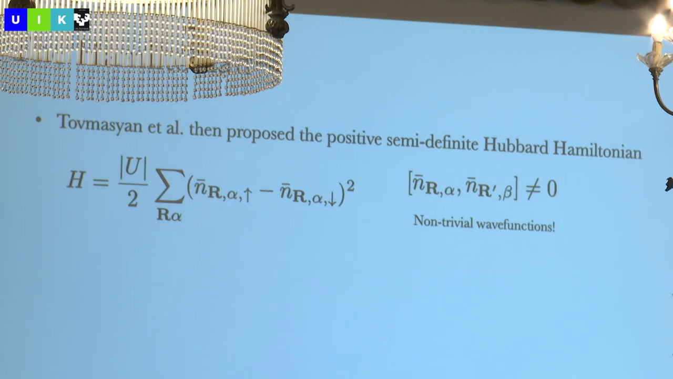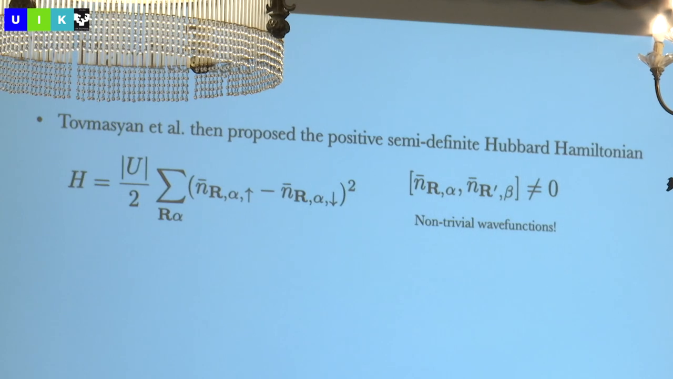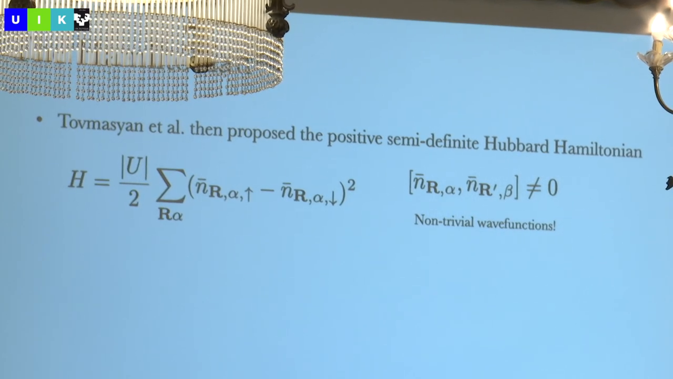You can introduce U1 spin orbit coupling and things still remain. But this, as you see, is the projected spin Z operator on every orbital. So N is just the projected occupation number of orbital alpha at unit cell R of spin up minus S. So this is SZ. And you give a finite energy to this guy, which is U.